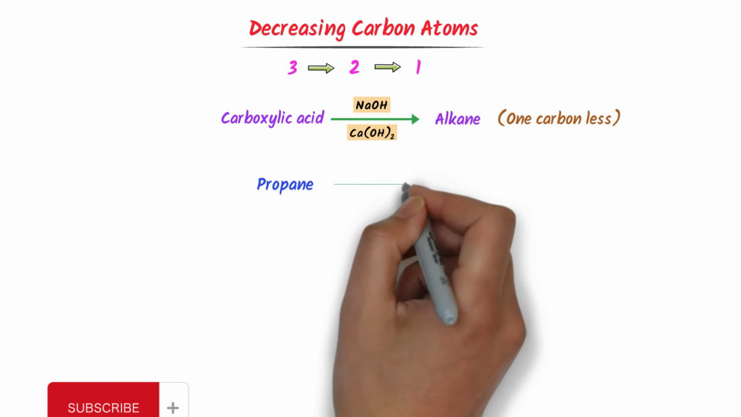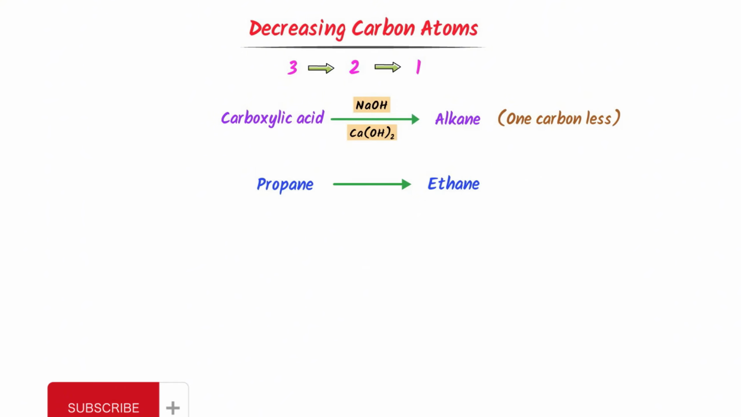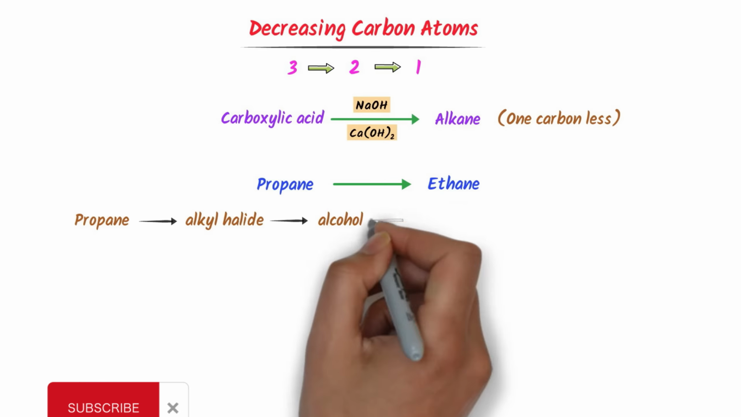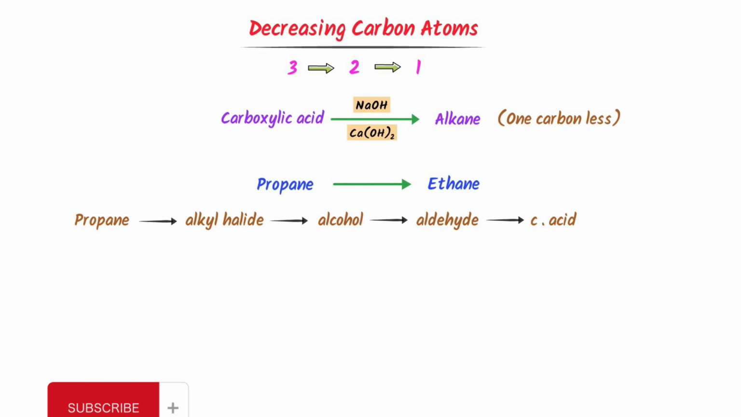Here, let's convert propane to ethane. We know that we will use these steps. Firstly, we will activate propane by converting it to alkyl halide, then to alcohol, to aldehyde, to carboxylic acid, and then to alkane. Now I add chlorine plus UV light to it. I get propyl chloride.